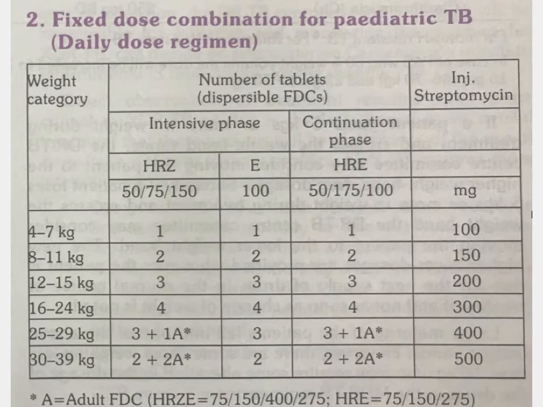Then the fixed dose combination for pediatric tuberculosis, and this also includes the number of tablets required according to the weight of the child. If the weight is 4 to 7 kgs, then you can see the tablets required, and progressively the number of tablets goes on increasing as the weight of the child increases. More precisely, child.